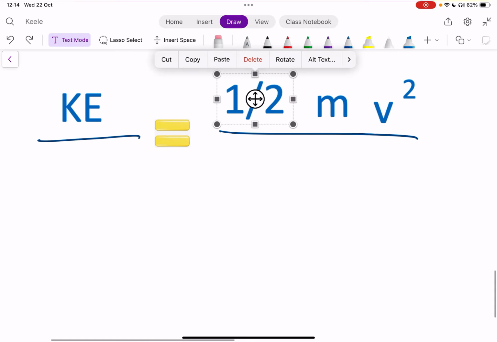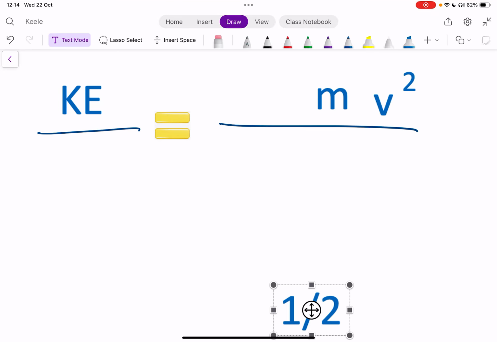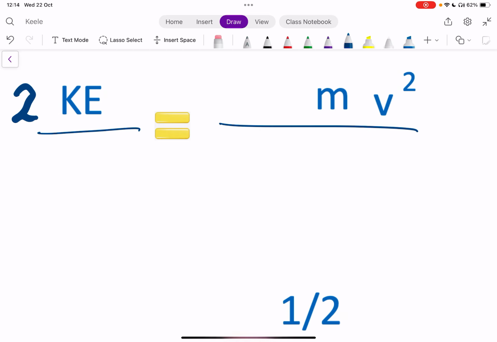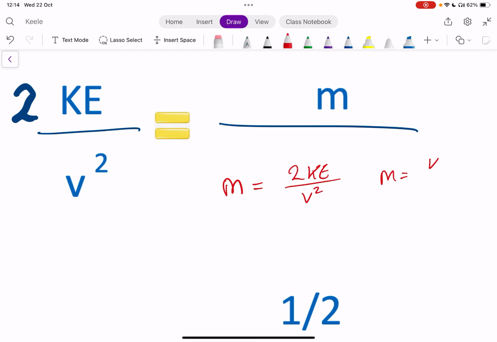So another way to do this is to say you could, I'm just going to pop that down the bottom so it's totally out of the way. We could put that as a 2 there. Instead of being a half, it's a 2. And then the v squared is exactly the same thing. Divide by it. So the equation in this case for m is 2 times the kinetic energy divided by the velocity squared. So we had m equals ke over a half v squared, or we had 2 ke over v squared.